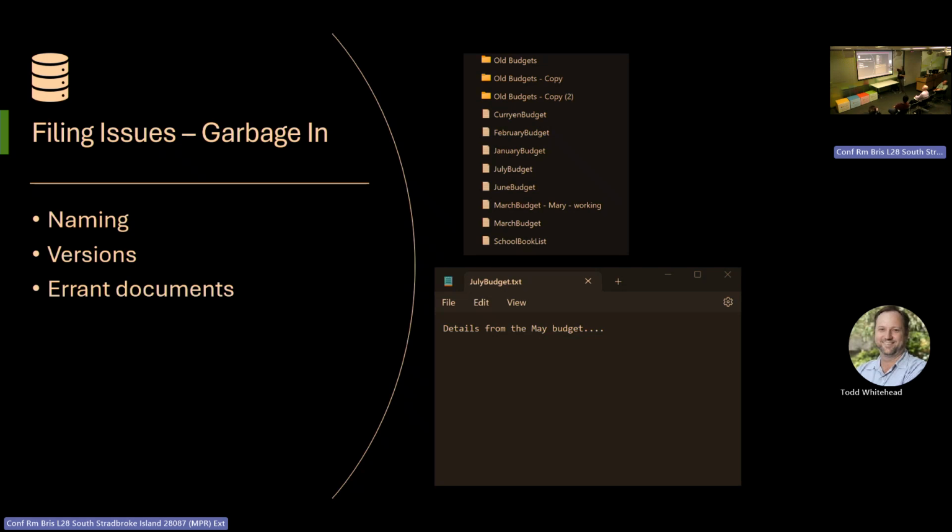Then we've got March budget here, and it's Mary's working copy. But we're well past March, so then we've got things like the school book list. Somehow ended up in the budget folder. And then the July budget, when you open it up, someone's just created a copy of May budget and renamed it, but you don't know until you open it, right? So you've got all these sorts of problems with your document management system. So if you've got wrong names, you don't know which version you're supposed to be using, and errant documents, the sooner you can clean that stuff up, the better.